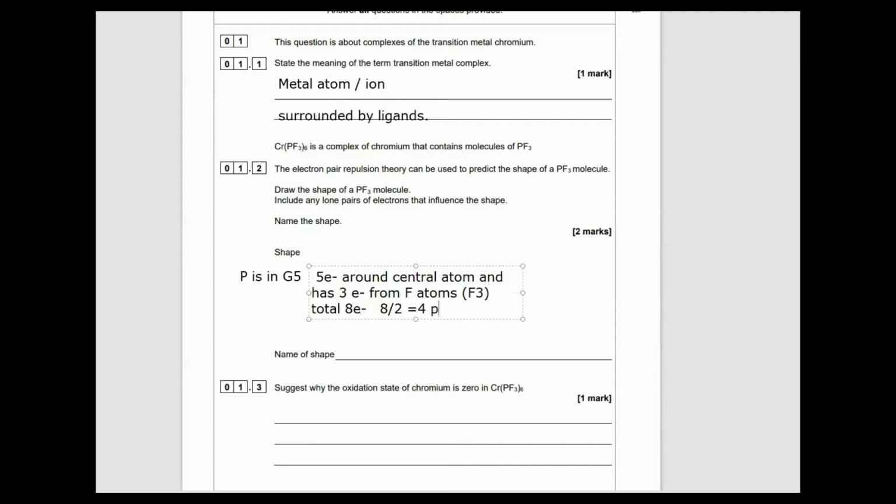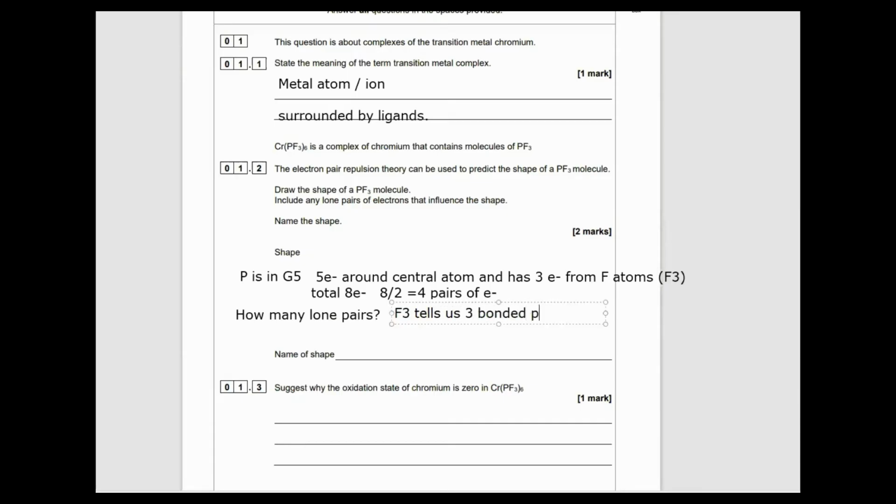Now we need to work out how many of those pairs are tied into bonds, and how many are lone pairs. Well, think about it. The fluorine is donating 3 electrons, which will be shared with 3 electrons from the phosphorus. So 6 of the electrons are paired, and there are 2 electrons floating around. So we have 1 lone pair. How do you work out the number of lone pairs? You do total pairs, which is 4, minus the bonded pairs. So 4 total pairs minus the 3 bonded pairs gives us 1 lone pair. So essentially there are 4 pairs of electrons around the phosphorus, and 1 of them is a lone pair.